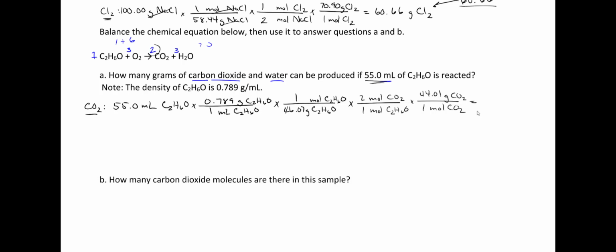Okay, so looking at the calculator, we have 55 times 0.789 divided by 46.07 times 2 times 44.01. And I'm going very slowly through this because I would like you to be practicing entering these into the calculator so you're not making mistakes when you get to exams. And when I do this, I get 82.909, but we only have 3 significant digits, so that would be 82.9 grams.